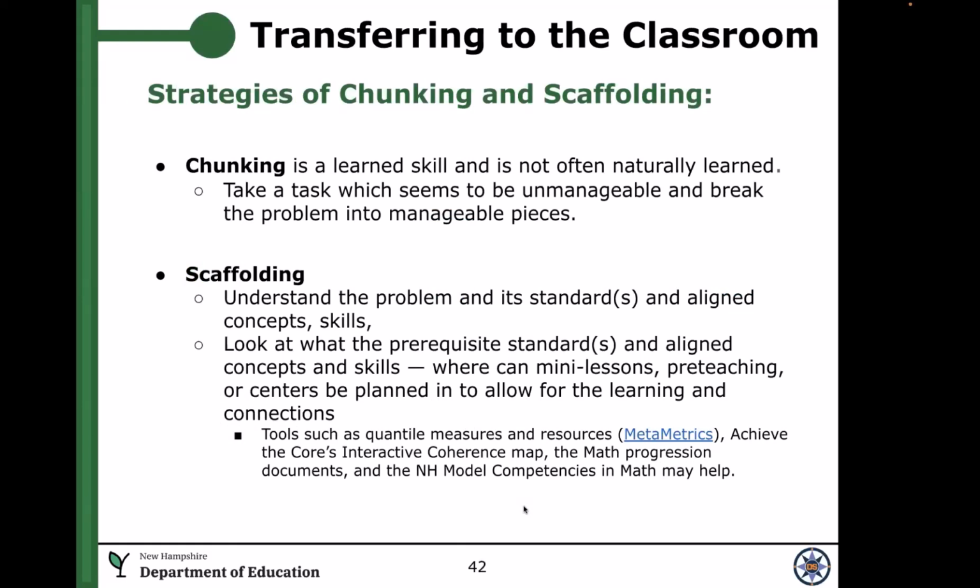Chunking and scaffolding is the biggest beginning part of differentiation: chunking things into more manageable skills, scaffolding as much as students might need, and then taking away those scaffolds as students are able to understand the material. Pre-teaching is a huge one.